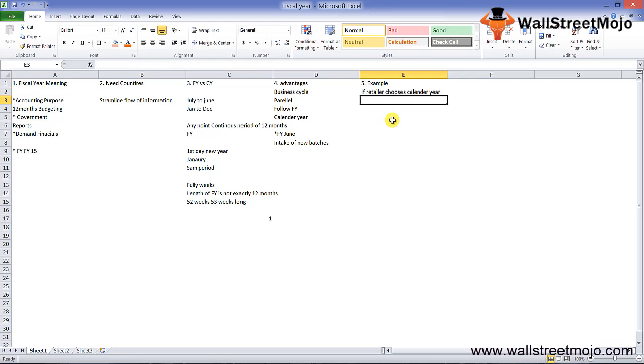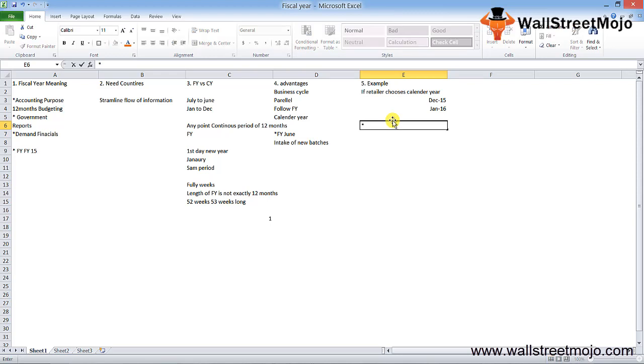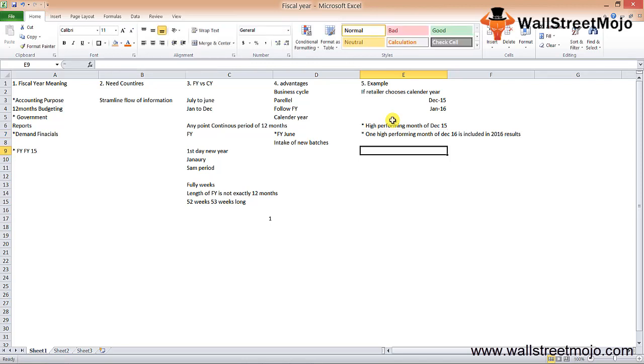Let's assume, for argument's sake, that the 2015 holiday season, December 2015 and Jan 2016, was exceptionally good for the retailer, and the 2016 holiday season was very poor. When comparing the two seasons, the following will happen. First, the high performing month of December 15 will get included in the 2015 year end result only. However, only one high performing month, Jan 16, is included in the 2016 results. When we compare 2015 results with 2016, the comparison is not fruitful, as the full effect of seasonality is not captured.